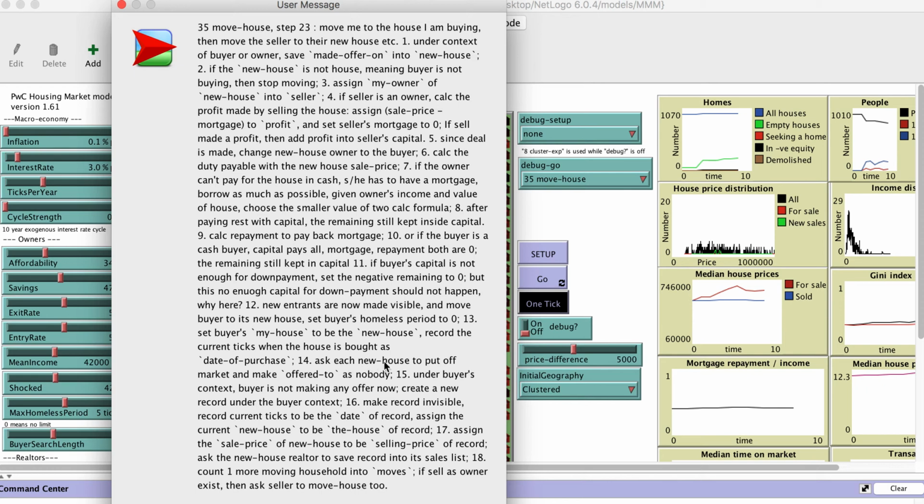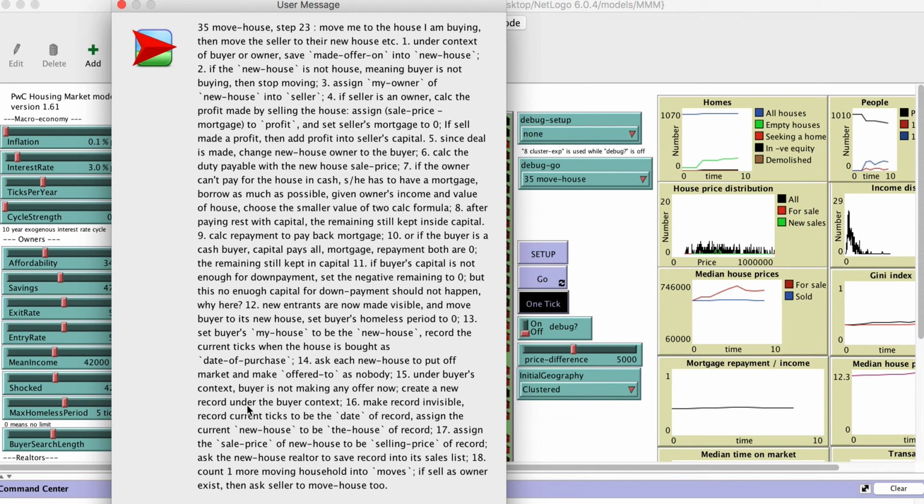And we ask each of the new house to put off itself from the market. Right? Probably under the house, it is not for sale. We set that for sale, on sale as false. And we make offered to, the house is offered to some owners, we set that property to be nobody because it is not offered to other owners. It is not for sale. And on the buyer's context, the buyer is not making any offer to other houses because the buyer is staying in his newly bought house. Is not making offers to buy other houses.